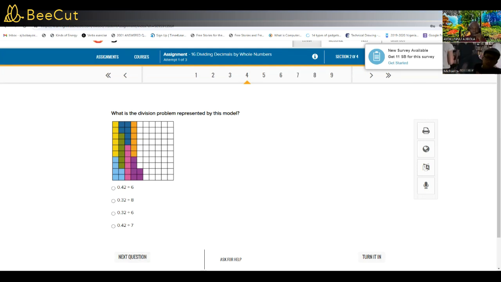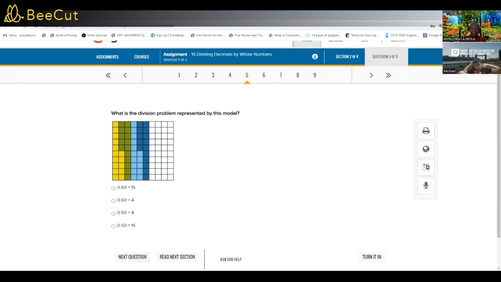Okay, we're going to count. 0.42 divided by 7. Yeah, 0.42 divided by 7. And that was what gave us the other answer, which we got the other time as 0.06. So what is the division here? 0.60 divided by 15. Yes, 0.60. That's correct.